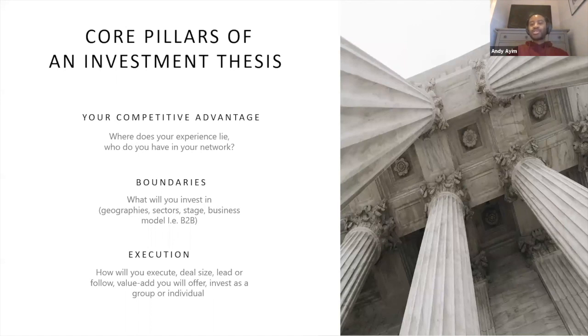It could be certain hardware businesses because they're capital intensive and you realize that you just don't have the capital and expertise to support these types of businesses. And that's okay. So in terms of your investment thesis, a key thing to consider before we move on to these core pillars is: do you actually have an opinion or perspective on the world? There are certain trends that I truly believe in.